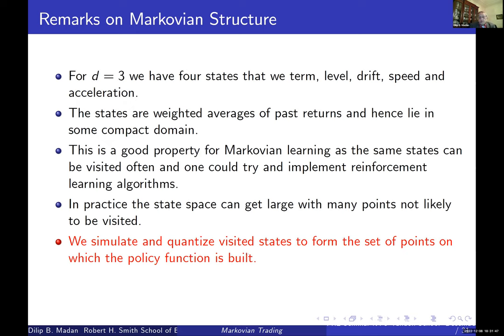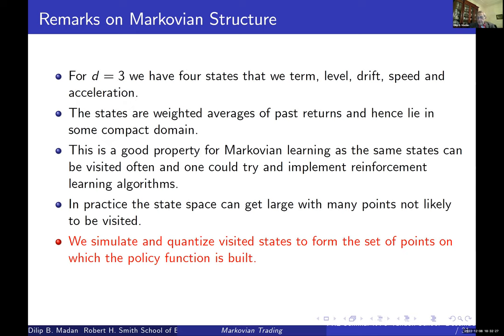And then we quantize those states because you may visit a couple of million states, okay? But then you quantize it into some manageable set. And you train your policy function on the quantized set. And once you've trained the policy function on the quantized set and you want to evaluate your policy function at an arbitrary state, obviously in your data, you're going to be at all sorts of arbitrary points. I use Gaussian process regression as an interpolation, extrapolation mechanism to build a policy function on arbitrary states.